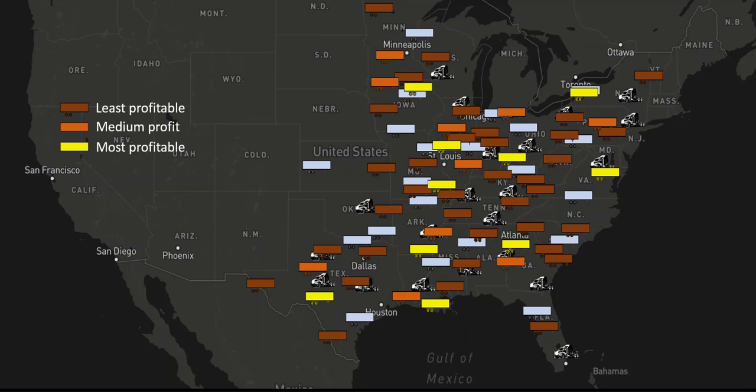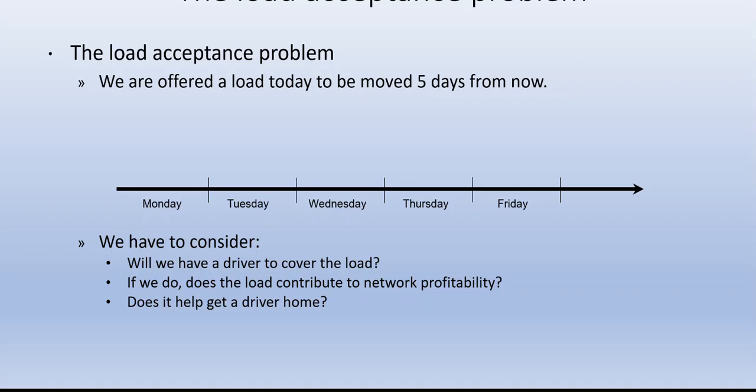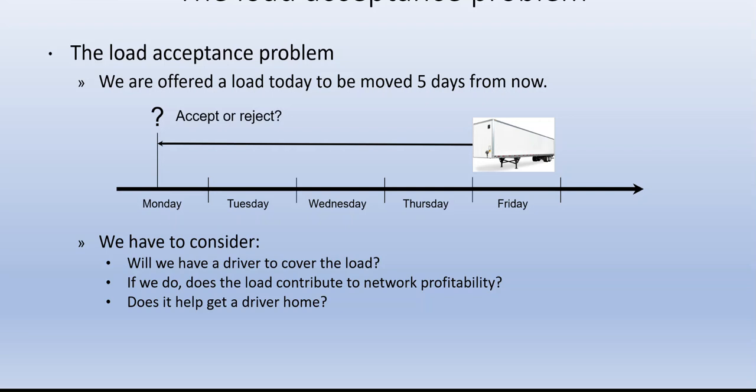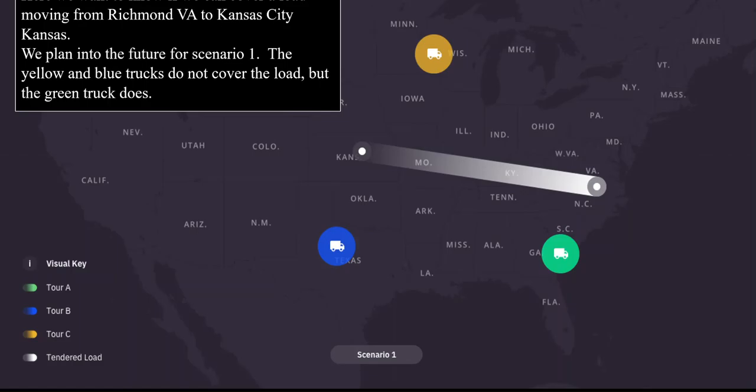I'd really like to identify not only the loads that are most profitable, but where my drivers will be in position to actually move them. In other words, they work for the drivers as well as being profitable. Now, a lot of times to commit to these loads, I might be offered a load to be moved on Friday, but I have to say yes or no today. In other words, I've got to plan out in the future and think about which of these loads might be in good position, not just being profitable for the fleet, but I might actually have a driver there to cover it.